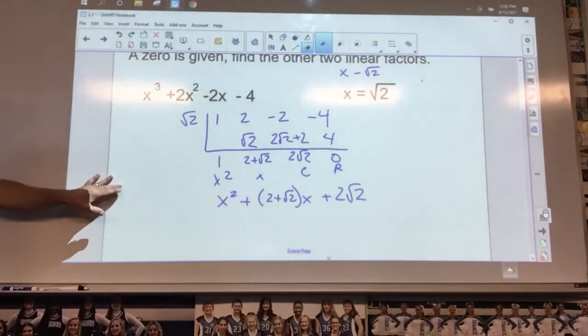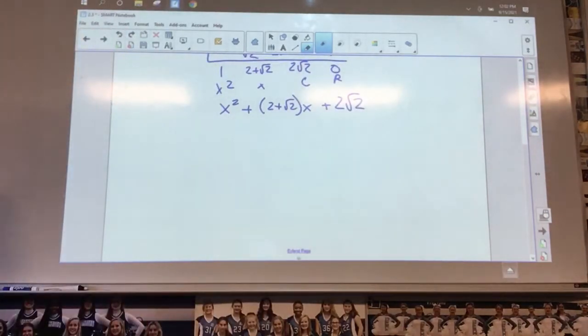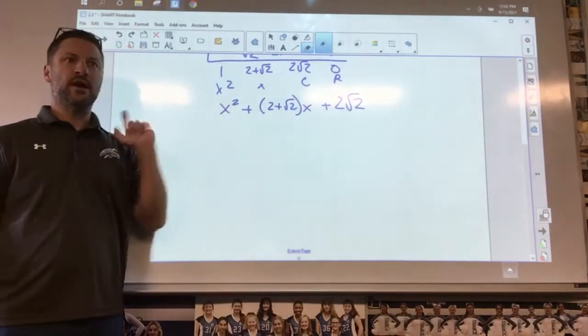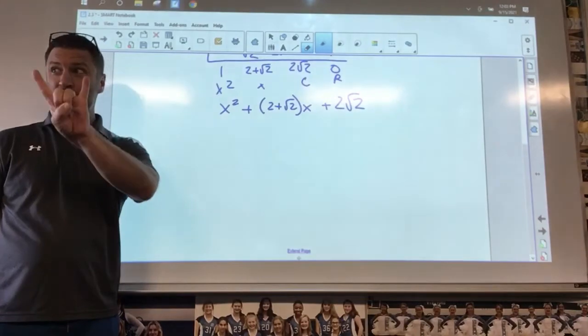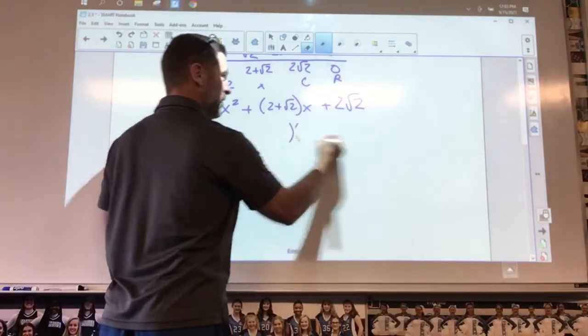See how I wrote that? I'm not done, because you need to do the 2 plus right. This is a quadratic factor. Quadratic because it's x squared. They want 2 linear factors. This quadratic is actually factorable.